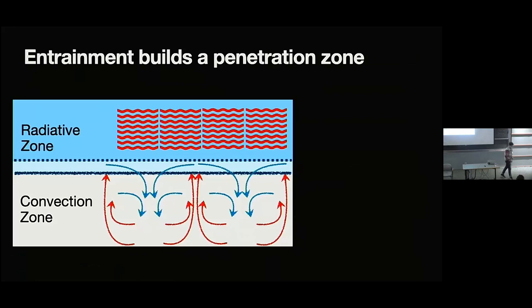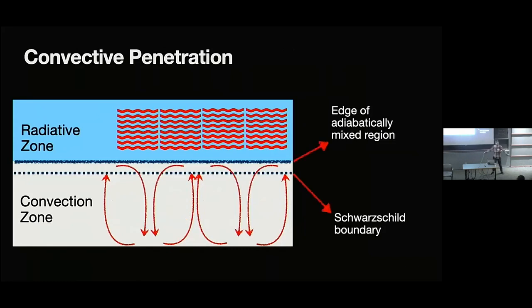So the way I like to think about this, we have this entrainment picture from the previous slide, and entrainment builds penetration zones. So we're overshooting, we're mixing, we're overshooting, we're mixing, and eventually we've pulled all the blue fluid out of this region, and now it's well mixed. This whole region is adiabatically stratified. The Schwarzschild boundary is somewhere within this adiabatically stratified convection zone, and the true dynamical boundary where the velocity goes to 0 is above that.